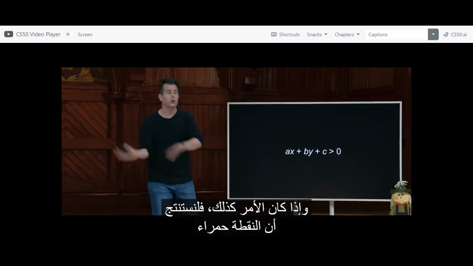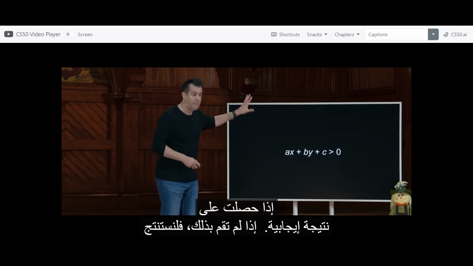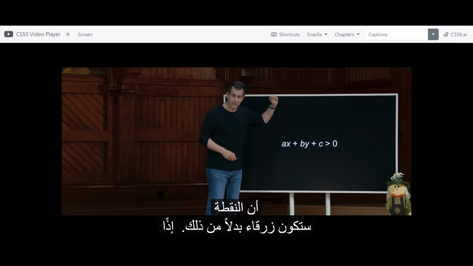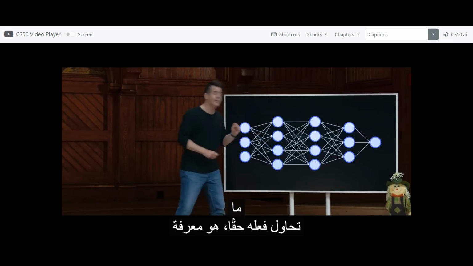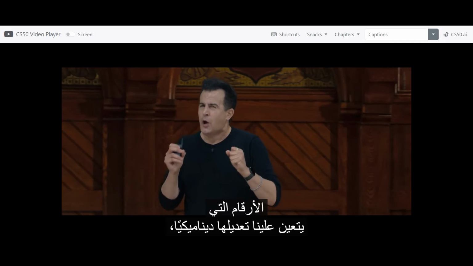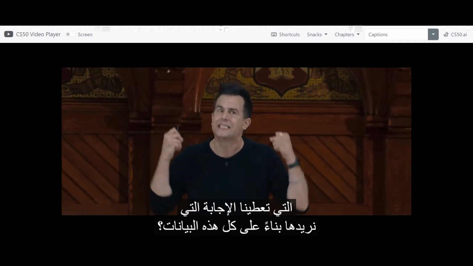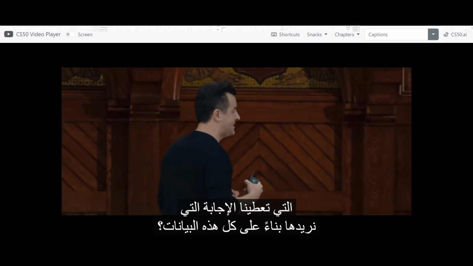And if so, let's conclude that the dot is red if you get back a positive result. If you don't, let's conclude that the dot is going to be blue instead. So really what you're trying to do is figure out dynamically what numbers we have to tweak, these parameters inside of the neural network, that just give us the answer we want based on all of this data.